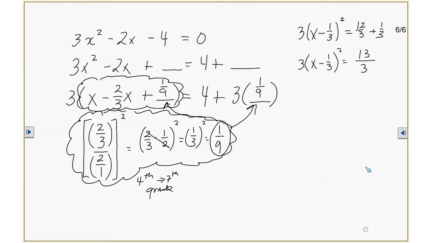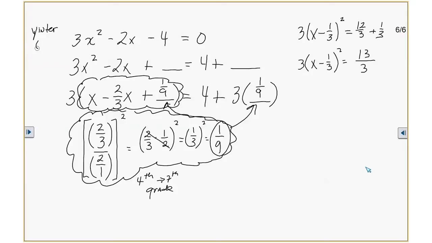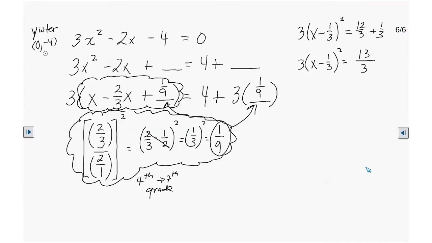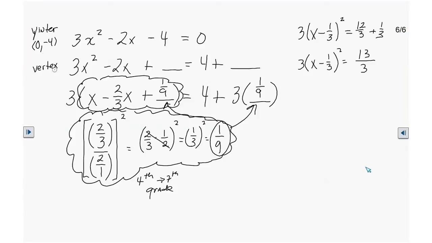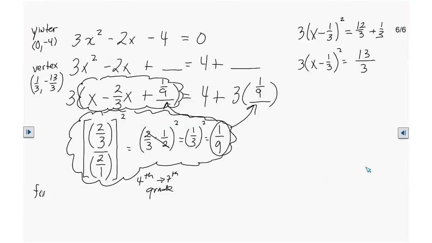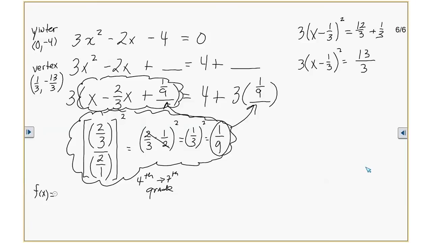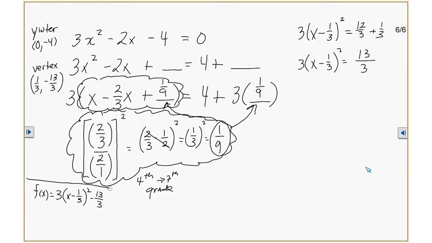So the y-intercept is (0, -4). The vertex is (1/3, -13/3). f(x) = 3(x - 1/3)² - 13/3. That's the vertex form.